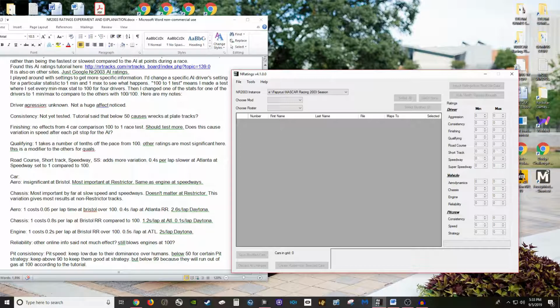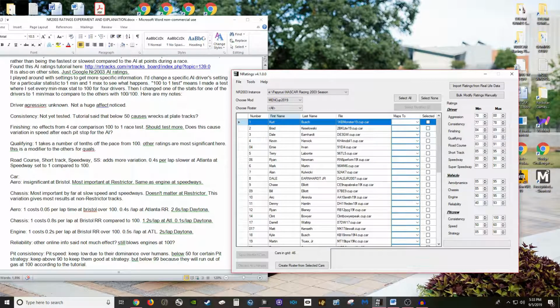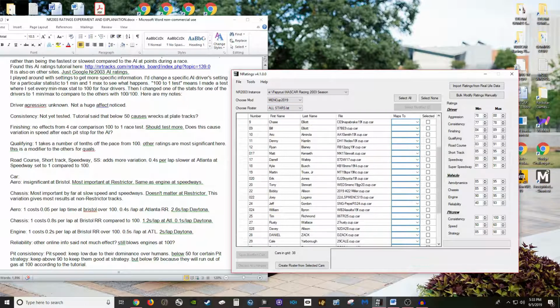This right here, and I'll put a link in the description, is basically the information that I have received on the internet about what the ratings do, what they're all about, and how you should use them. And also the NRATINGS program itself. Basically, you install the program, you tell it where your NASCAR Racing 2003 season directory is. So I've already done that here. And then you choose the mod. It's going to look for the mod automatically that you have.